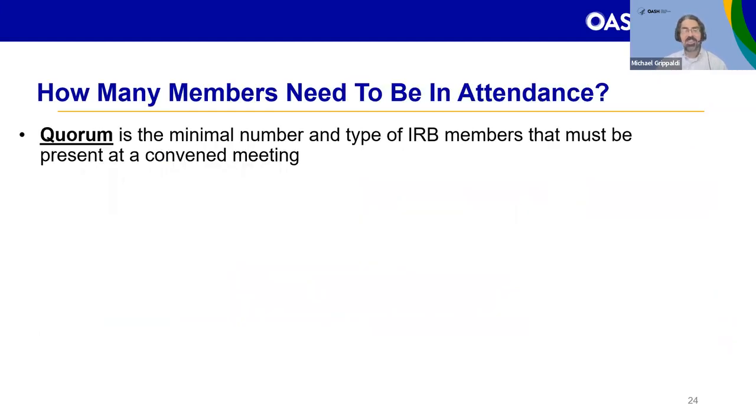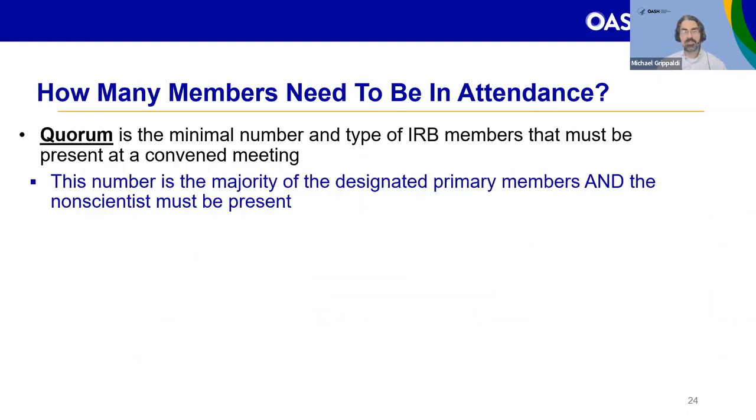In order to have an official convened IRB meeting, we have to have quorum. And quorum is going to be your favorite word or your most hated word. Quorum is the majority of the designated primary members and the non-scientists. This means that quorum is not reached if there's either a minority of the primary members or if the non-scientist is not present. Bear with me as we'll have a little bit of math. I know that's not everybody's favorite subject, but this is kind of arithmetic and I think we can get through it. So to calculate the majority of the IRB members, it depends on whether you have an odd or even number.